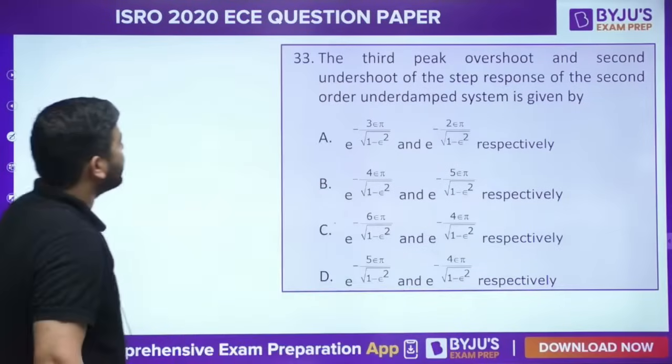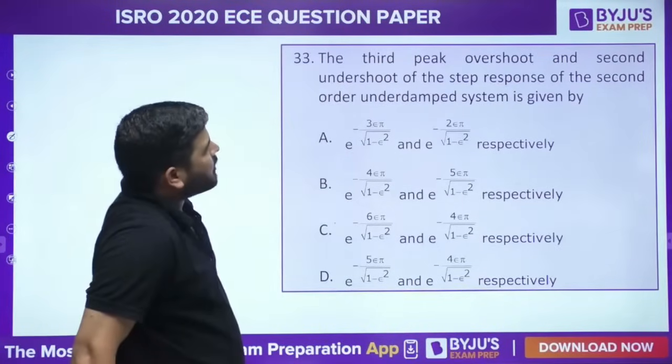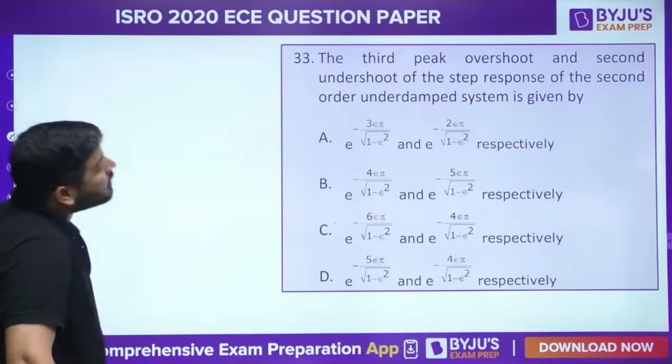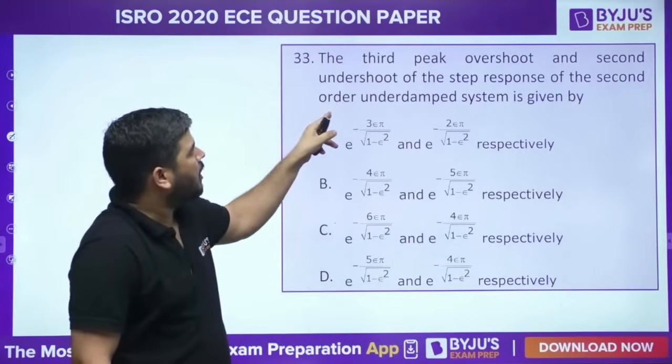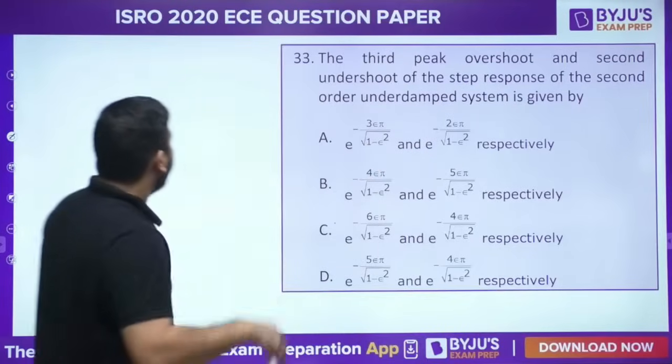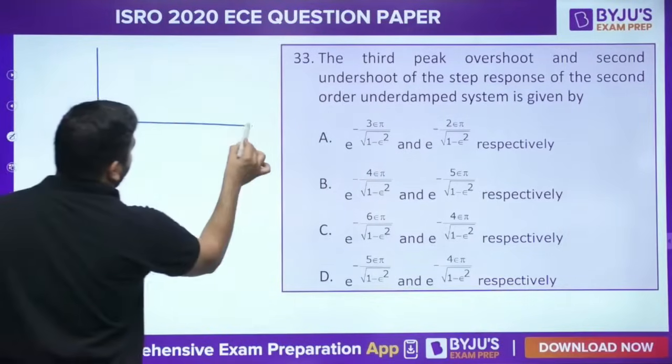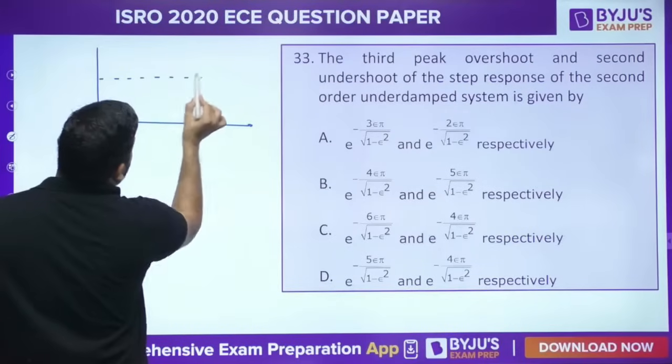Question number 33. The peak overshoot and the second undershoot, the third peak overshoot and the second undershoot of a step response of a second order underdamped system. So we know that the step response of a second order underdamped system is like this.